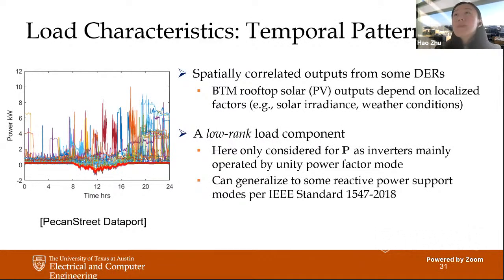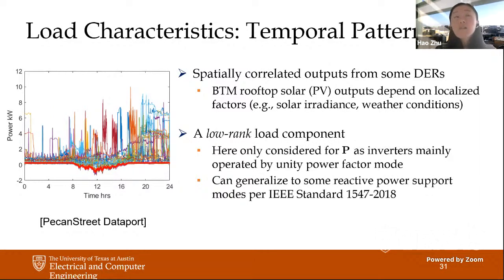The other one is the temporal pattern, or the correlated behavior among different rooftop solars. What we observe from the daytime data in the Pecan Street Dataport is that the behind-the-meter solar output for all the houses is pretty similar, because by and large it depends on localized factors like solar irradiance or weather conditions. So it is expected that the solar output from different houses looks similar, maybe differing by some scaling factors. In terms of a matrix, it manifests as a low-rank component in P.